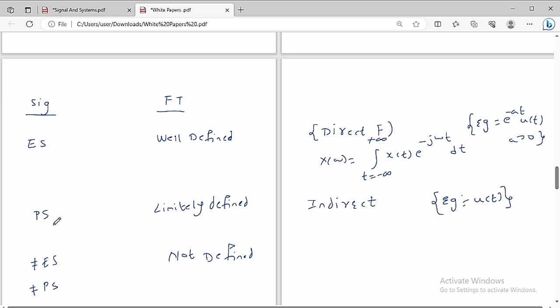If the given signal is a power signal, then the Fourier transform is called conditionally defined, meaning for a certain range of omega it is defined, but for other omega it tends to infinity. Then we cannot use the direct formula to get the Fourier transform, but we use the indirect properties to get its value. The best example is u of t. If the given signal is neither an energy signal nor a power signal, then the Fourier transform is not defined.